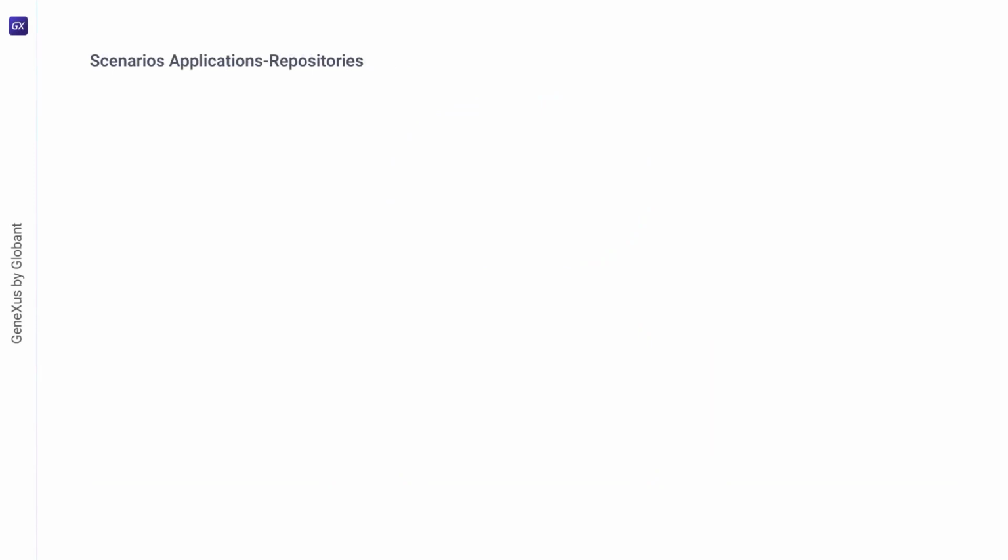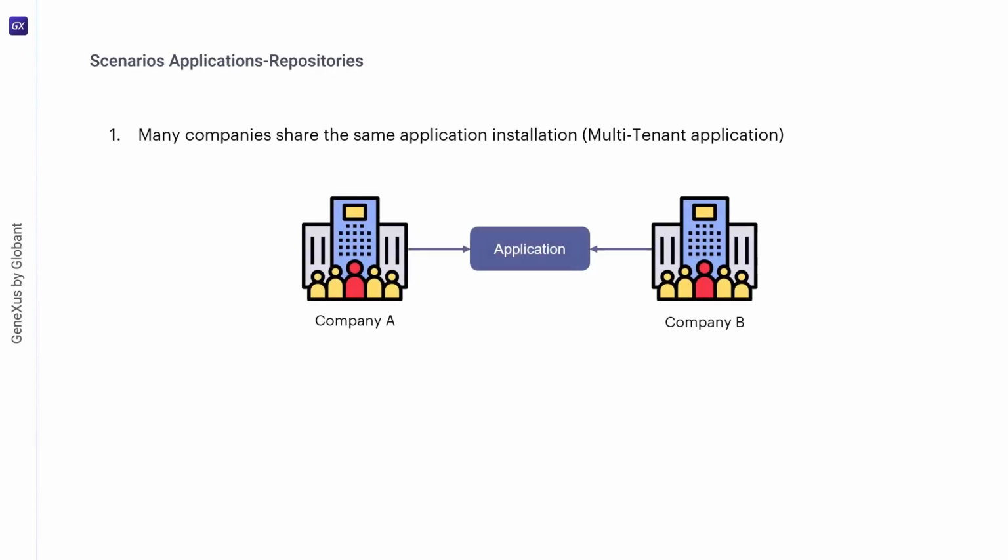Let's consider some examples of scenarios with applications and repositories. The first scenario is composed of many companies sharing the same application installation, defined as multi-tenant application. As we said before, the design of the GAM model allows connecting to multiple repositories to solve many scenarios where a single GAM repository would not be enough. In this case, each repository will have its own administrator users, and the information from one repository will not be accessible from the others. This is the case of a multi-user application where a single instance of the software runs on a server, serving multiple client organizations.